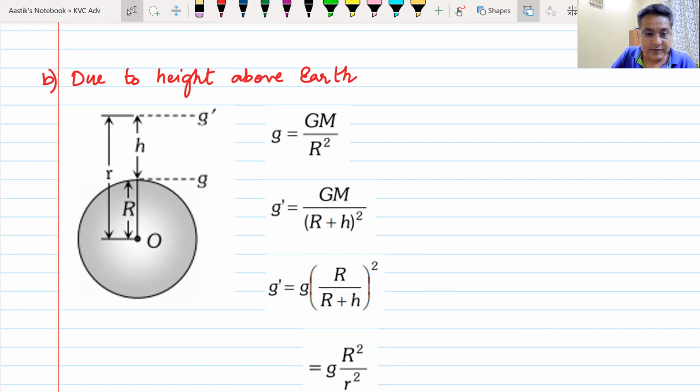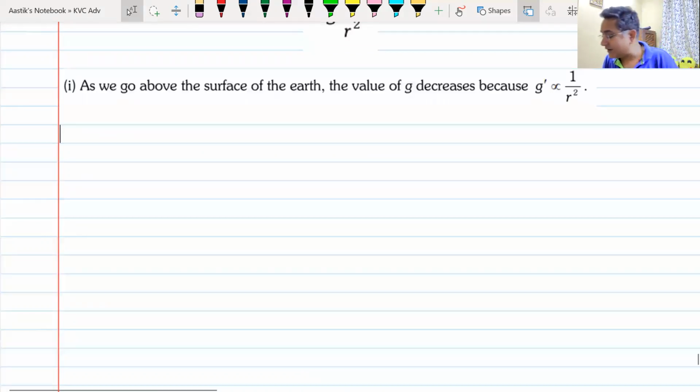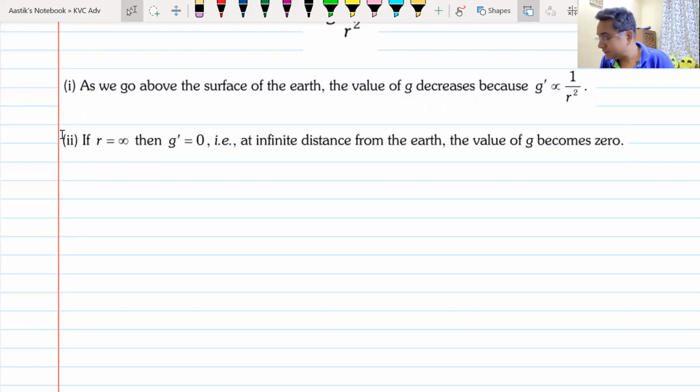Now remember important points. As we go higher up, the value of G, will it decrease or will it increase? It will decrease, and it will decrease inversely with r square. If you go at a very large distance, the value of G will become zero. Yes or no?